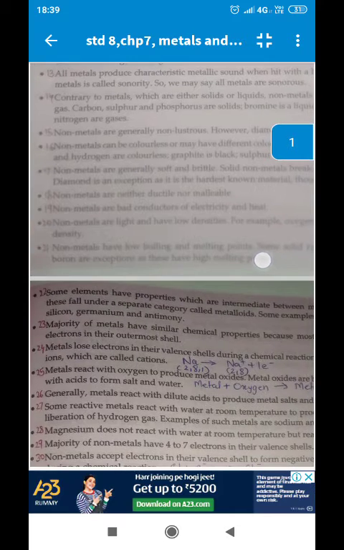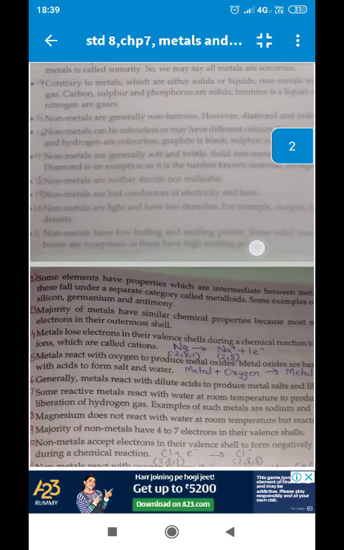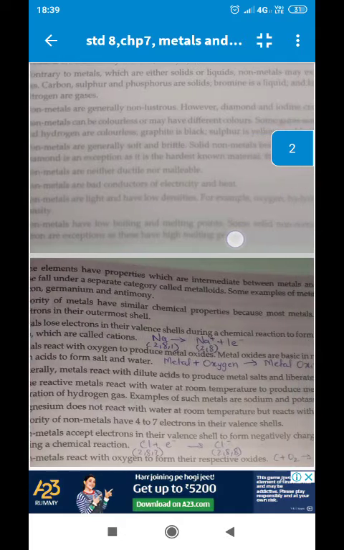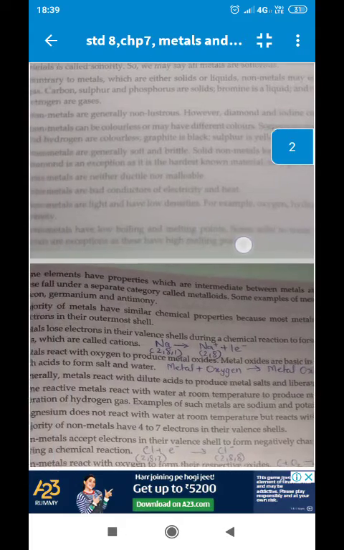Nonmetals are neither ductile nor malleable. They cannot be converted into thin wires, nor can they be drawn into thin sheets. Nonmetals are bad conductors of heat and electricity. They can transfer neither heat nor electricity through them. Therefore, they are bad conductors of heat and electricity.